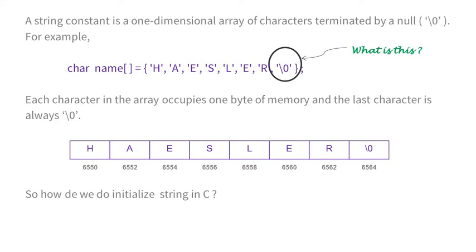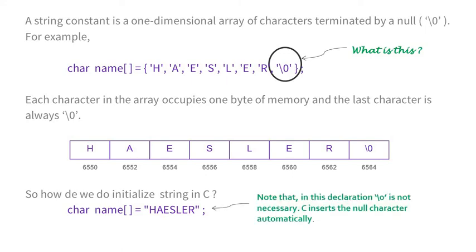So how do we initialize a string in C? It is very simple. Write char, the name and rectangular braces that define the array, equals to whatever string you want to assign to that array. And observe in this declaration, the \0 null character is not necessary. The compiler inserts the null character automatically. It is an internal assignment. You don't need to specify that; you just need to specify your string.